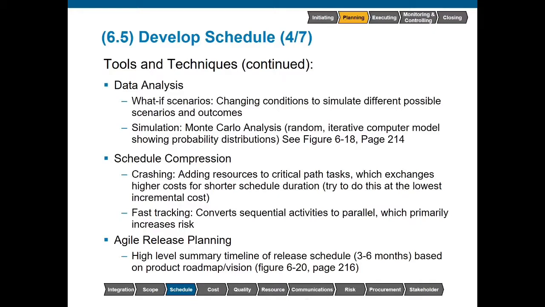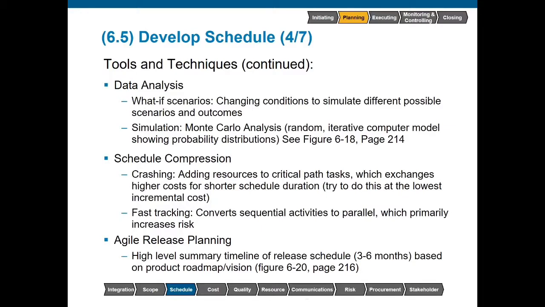So with compression, the big takeaway here of crashing is kind of like crashing a party. We're adding resources that we did not originally plan for. This will cost more money. With fast tracking, by moving activities around out of the preferred sequence, now that's a very risky way to do it, so we are increasing risk.